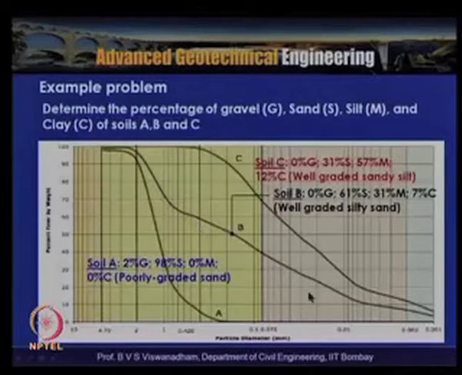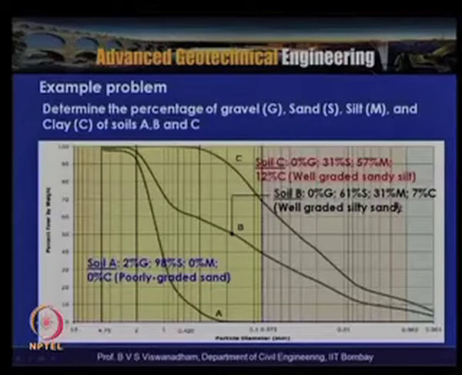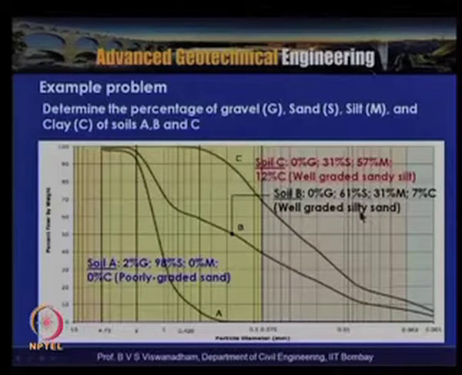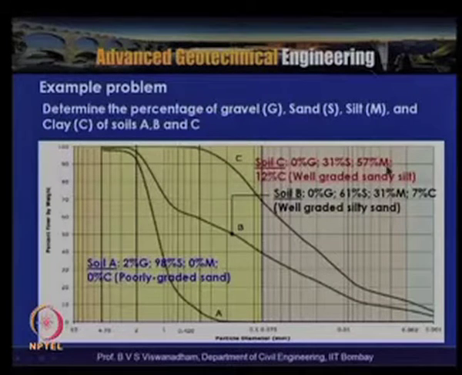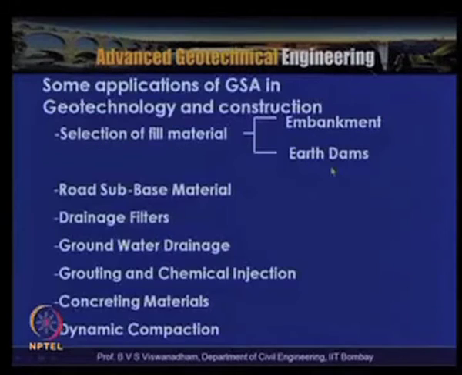In this case, it is a well graded silty sand, where it has 61% sand particles, 31% silt and 7% clay. So, this is referred to as well graded silty sand. And if you look at this one, by contrast it has higher silt particles. So, we call it well graded sandy silt, where 57% silt particles and 31% sand exist.